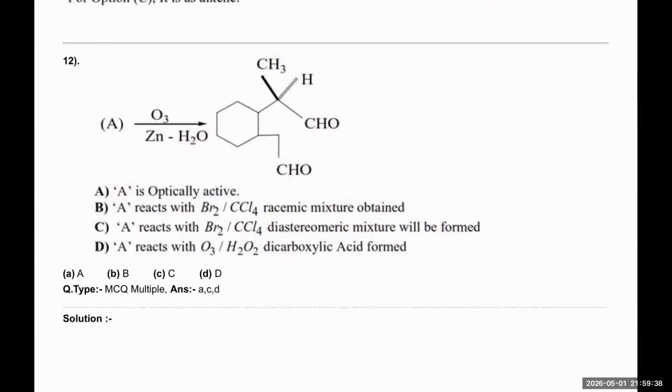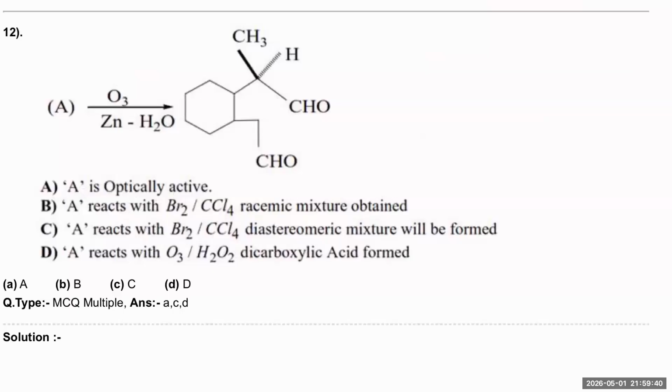Right. See the 12th one. A on ozonolysis with zinc and water is giving this compound, right? So definitely this carbon and this carbon must have been connected earlier. So we have 1, 2, 3, 4, 5, 6 carbons. So we had 6 carbons here like this, with this being a chiral center with a double bond here. Okay, that's how this compound was.